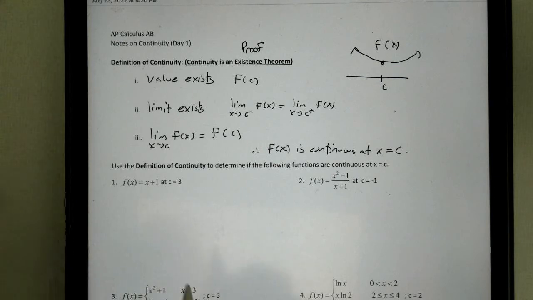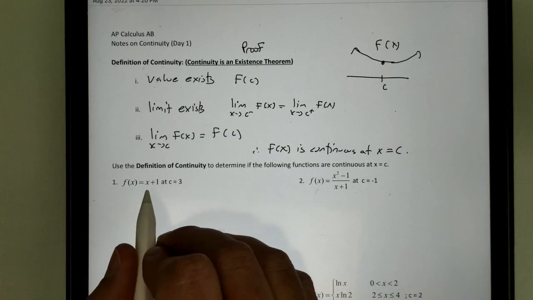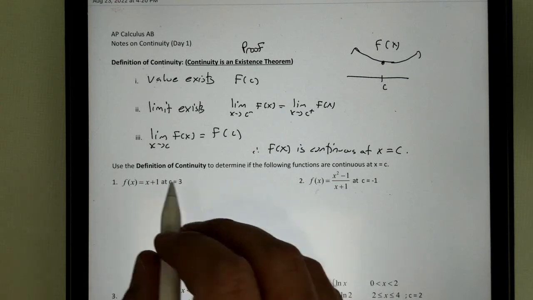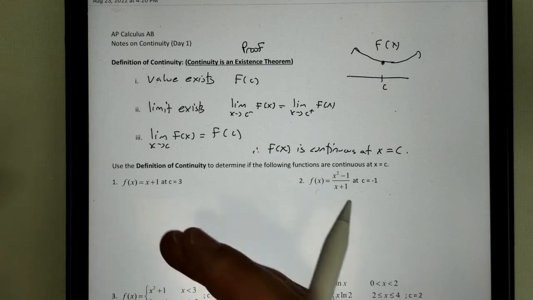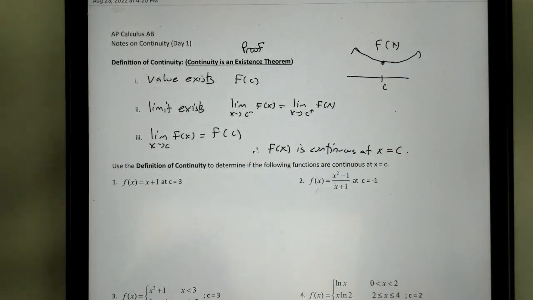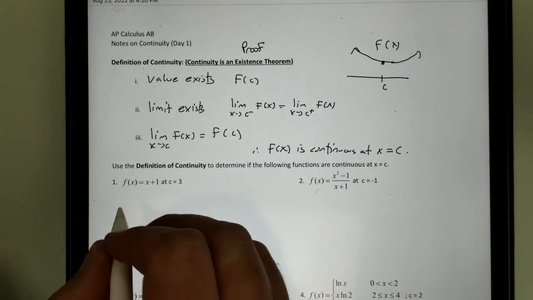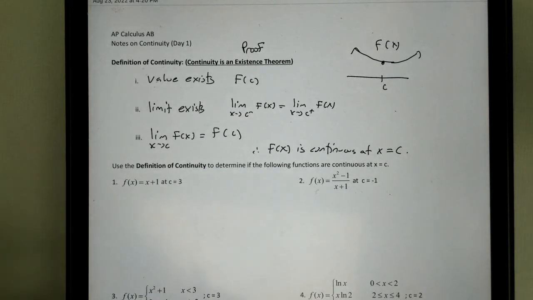So here we go. Let's look at the function, the line, y equals x plus 1. We want to know, is this going to be continuous at x equals 3? Now, this is a big fat duh. Lines are continuous. But to prove it, it's not just saying, duh, it's going to work, dude. We have to physically show it.